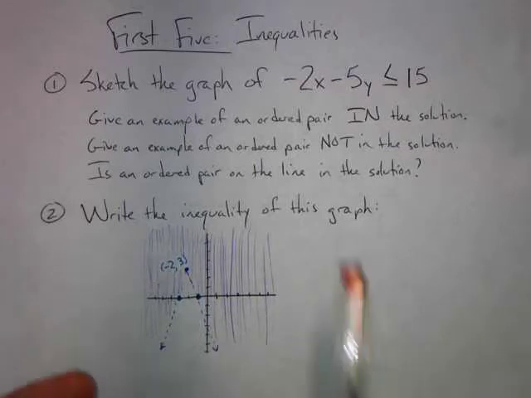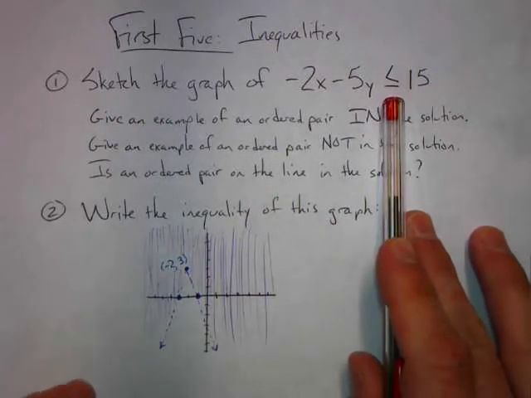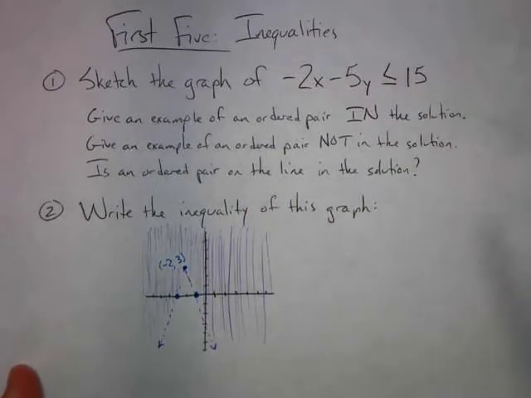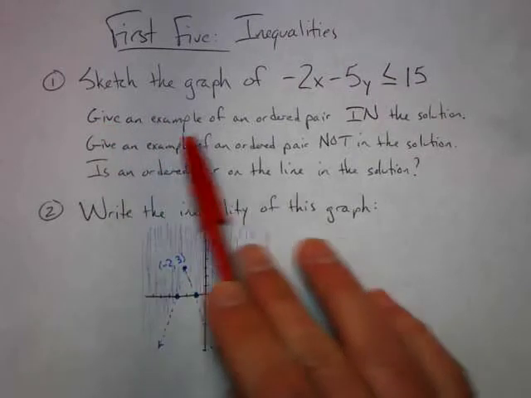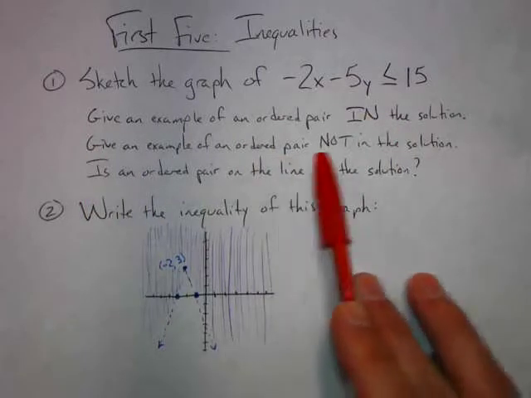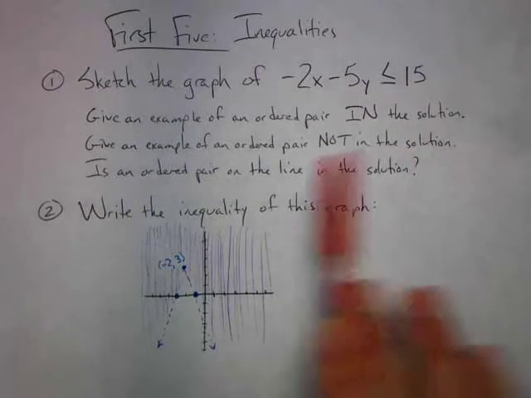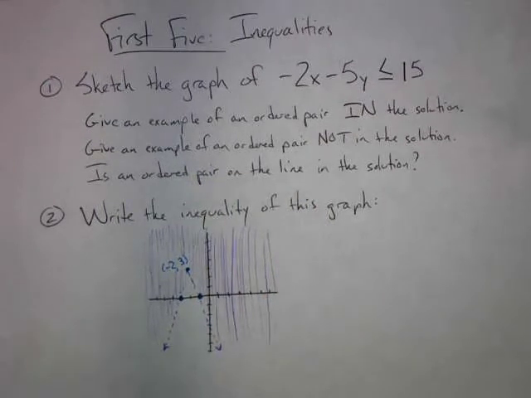And the first question I'm asking is, how do we sketch a graph of this linear inequality? And then not only sketching the graph, but understanding what it was you just sketched. So I'm asking a few other things, like give an example of an ordered pair that's in the solution set, give an example of an ordered pair that's not in the solution set, and then is an ordered pair on that actual line in the solution set, yes or no. And then we're also going to graph or understand graphs of linear or absolute value inequalities as well.